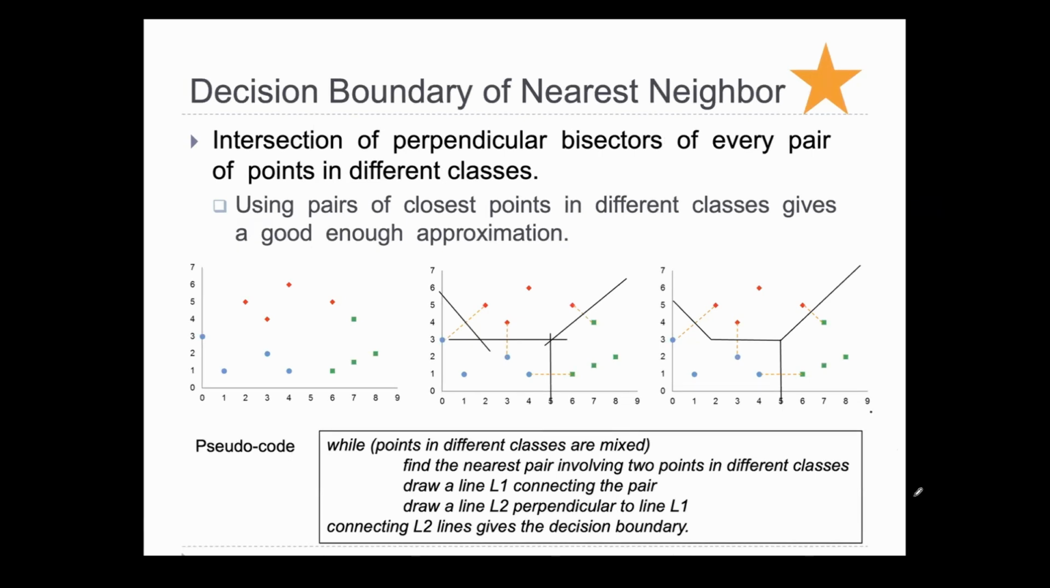So this is the algorithm. While we have points in different classes in the same group, find the nearest pair involving two points in different classes. Initially, we chose this pair. Then draw a line L1. This is our L1 line connecting the pair. Then draw a line L2 perpendicular to L1. This bisector is L2. So we will draw these kinds of lines, and finally connecting the L2 lines will give the decision boundary.